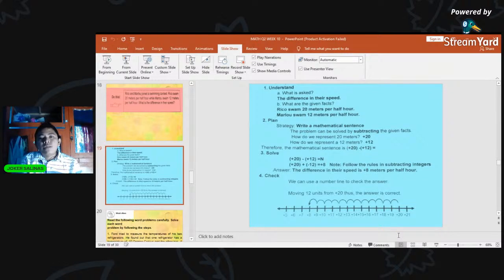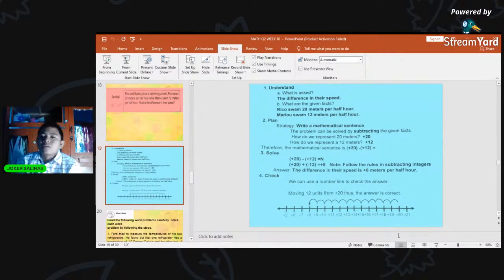So positive 20 minus positive 12 is equal to n. Positive 20 plus negative 12 is equal to positive 8. Note, we need to follow the rules in subtracting integers. Always follow the rules. If you don't follow the rules, your answer will become incorrect. So the answer is the difference in their speed is positive 8 meters per half hour.